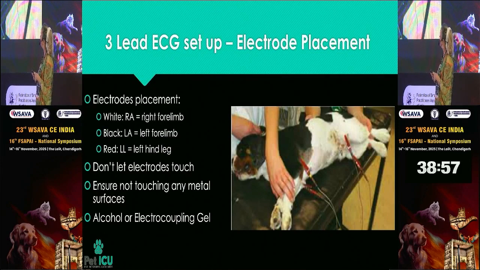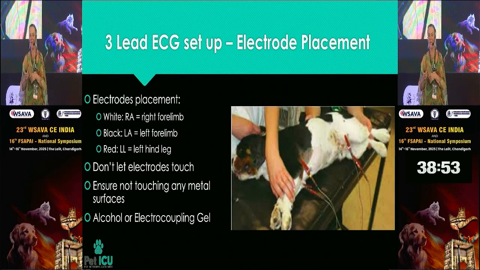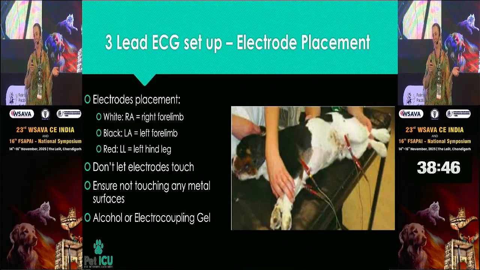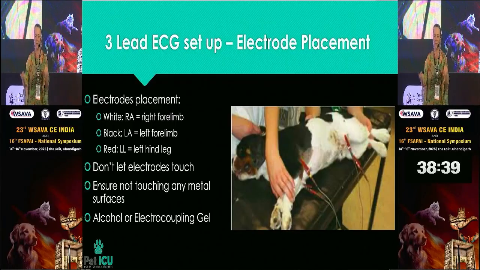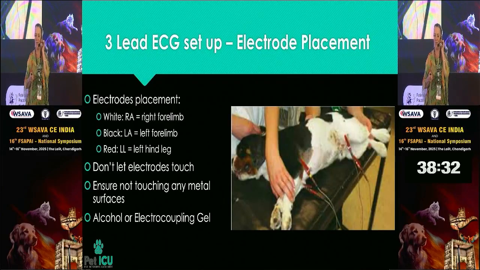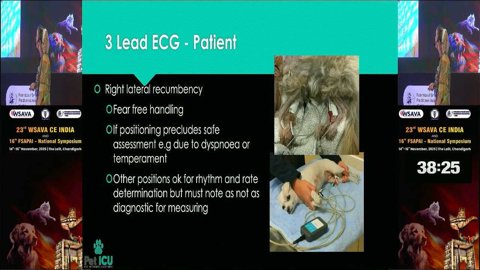The cheat way is you think of right, white, so it rhymes. So the right lead goes on the right forearm, and it's normally white. And your left goes on your left forearm, it's black, and then your red goes at the back. So once you remember that, you just do it the same way. If you put them on the wrong way, your complex just looks a bit funny and upside down. You don't let your electrodes touch. You don't want those electrodes touching any metal either. And yeah, as I said, alcohol or electrocoupling gel.